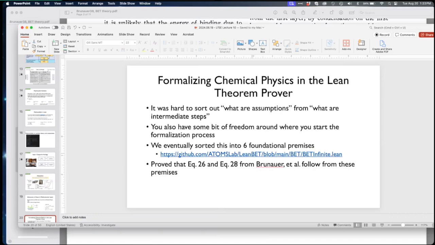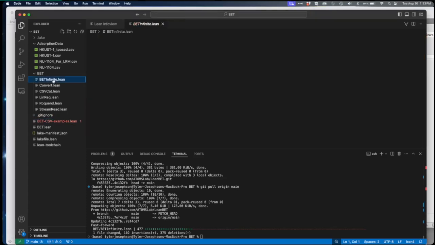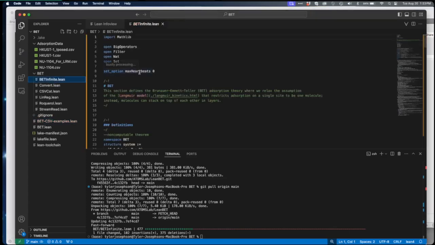And you can find that code on here. And in the coming days, we will have this without bugs. But we had the proof a while ago. We wanted this to all be consistent with the latest version of Lean.